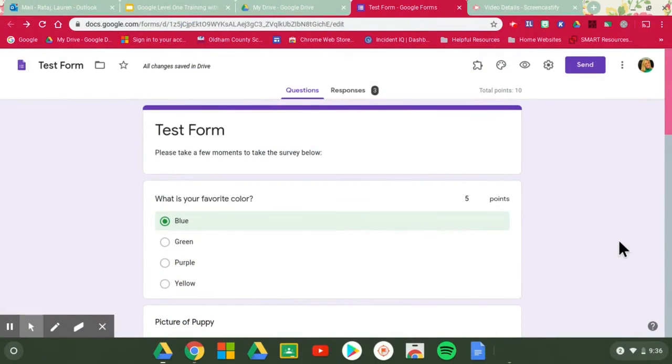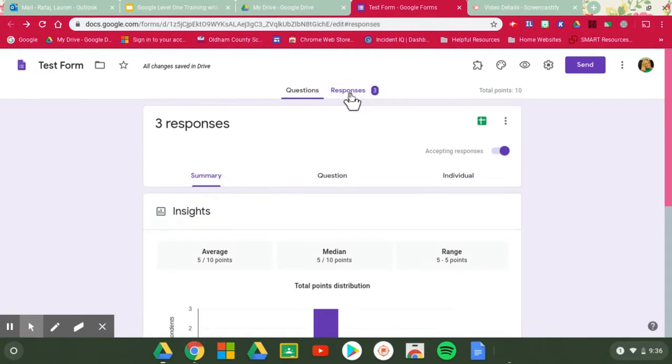In this video, we're going to look at how to view responses after you have given people your Google form. Since it's a test form, I went ahead and took it 3 times really quickly to show you what that data would look like. You'll notice up here, this second tab is called responses, and it tells you how many people have taken your form so far.